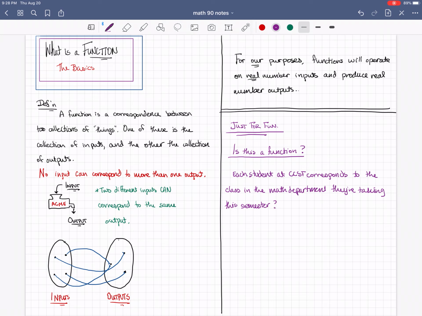So when you see this, and really any time that you're thinking about functions, what you should be asking is, what are the inputs and what are the outputs? So the inputs are students at CCSF. And the outputs are the class in the math department that they're taking this semester. And so your question is, can a student at CCSF correspond to more than one class in the math department that they're taking? And the answer is, yes, they can.